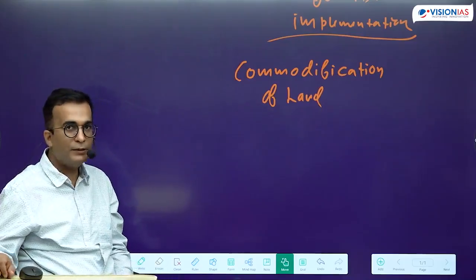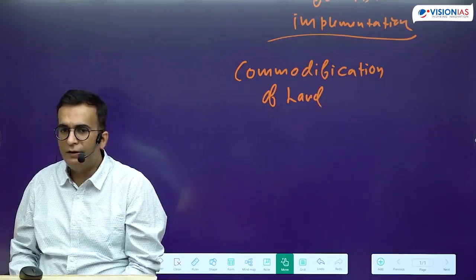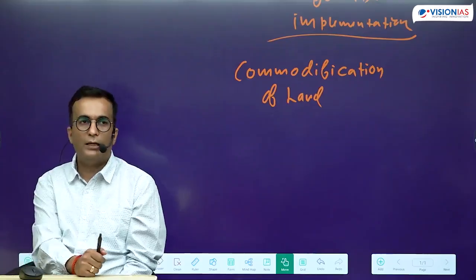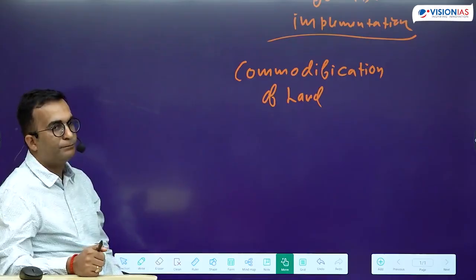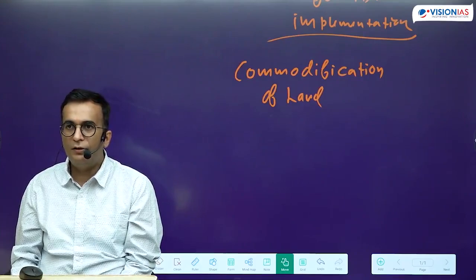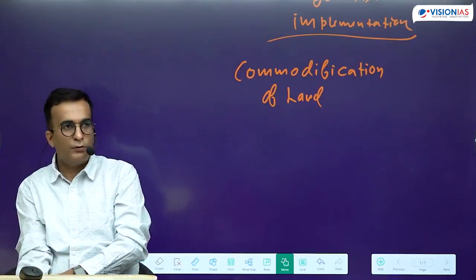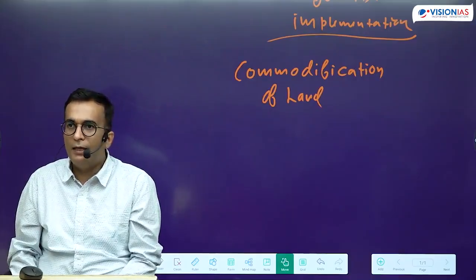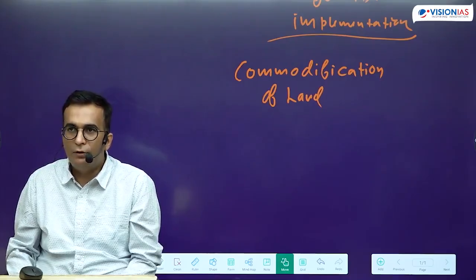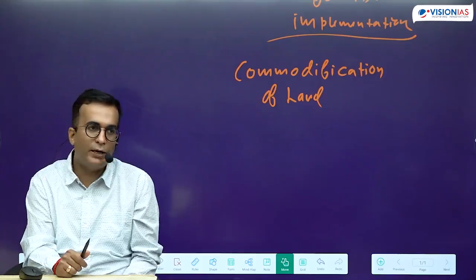Done. Then next point, number 2: it also benefited the intermediaries. Third, it led to commodification of land, which means land became a commodity, to be easily sold and purchased in the land market.